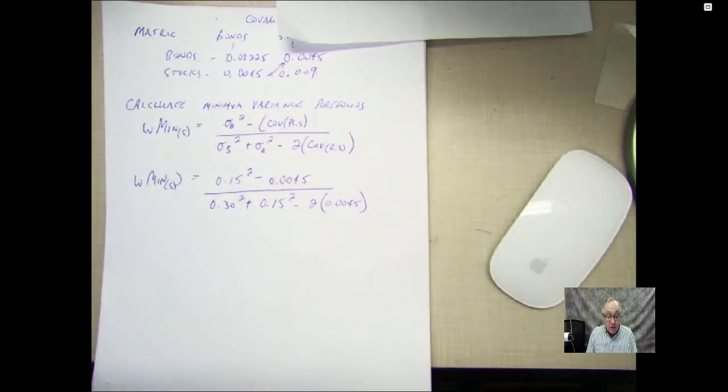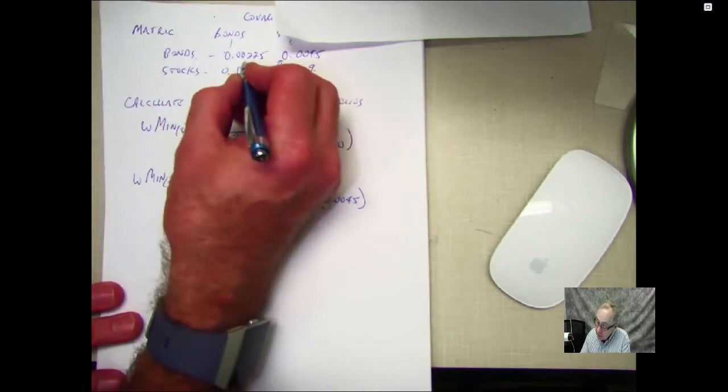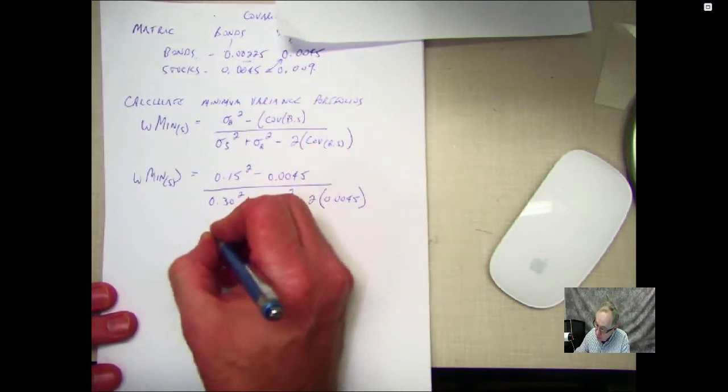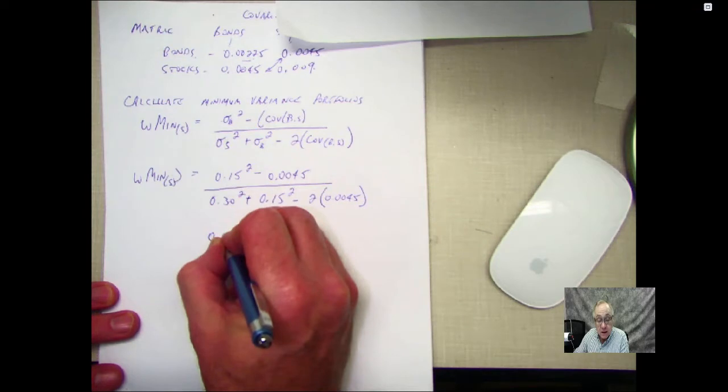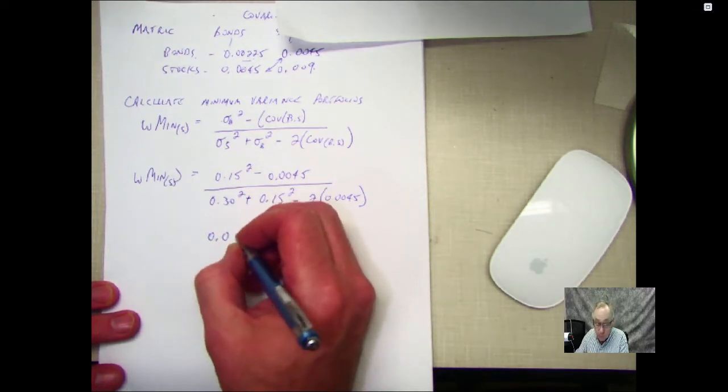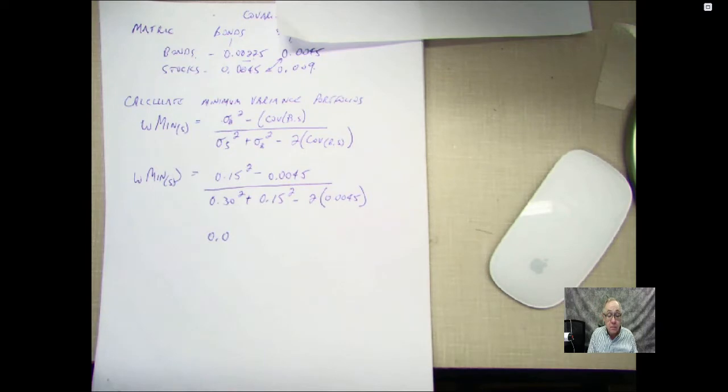I don't have my calculator to work through that. Let's suffice it to say the variance on bonds is 0.0225. Just confirming this.